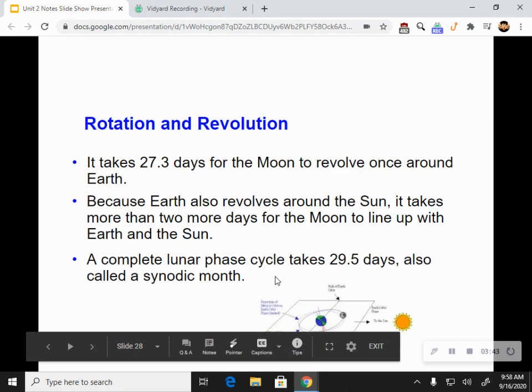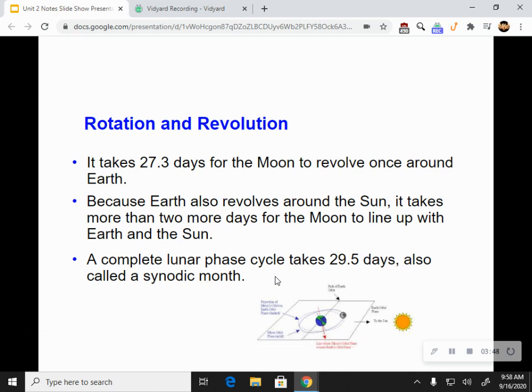So we talked about rotation and revolution for the Earth. Now let's talk about rotation and revolution for the moon. We've talked about our relationship to the sun, and I want to talk more about the relationship to the moon. It takes 27.3 days, about 28 days, for the moon to revolve once around Earth. That's why we call it a lunar cycle. So one orbit around the Earth is going to take 28 days.